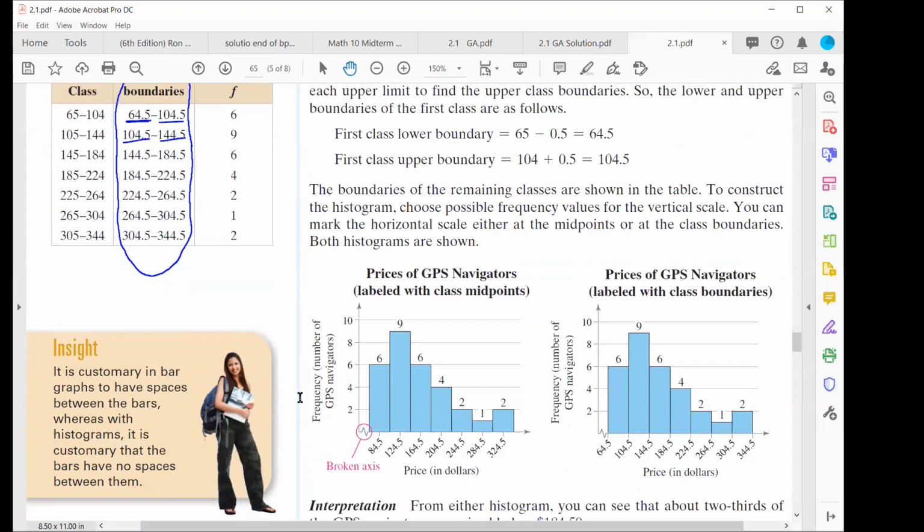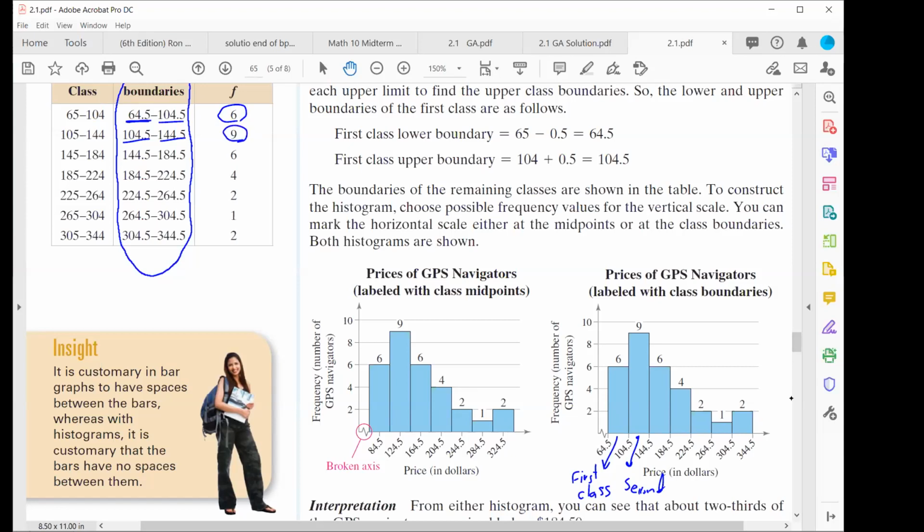So take a look at this histogram. 64.5 to 104.5. This first bar represents the first class. The frequency of the first class is 6, so the first bar stops at 6. The second bar is representing the second class. The boundaries of the second class is 104.5 and it stops at 144.5. This is your second class. The frequency of the second class is 9.